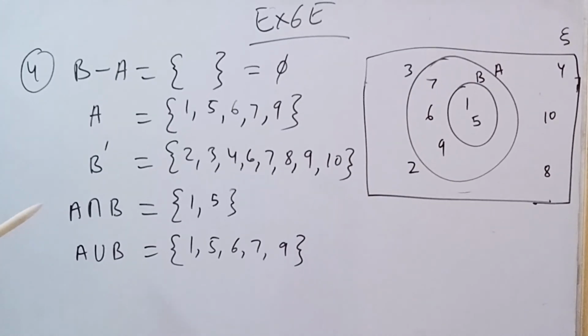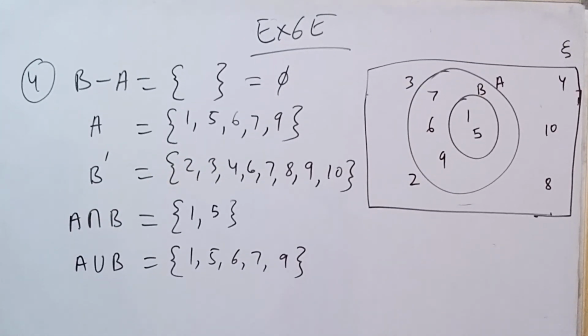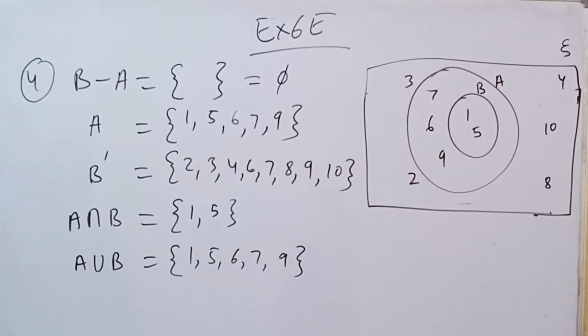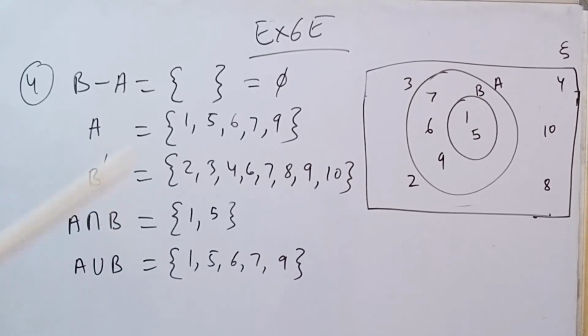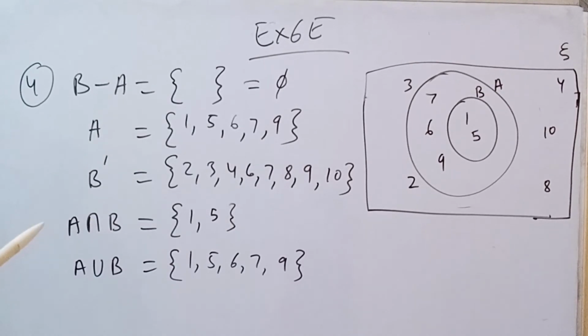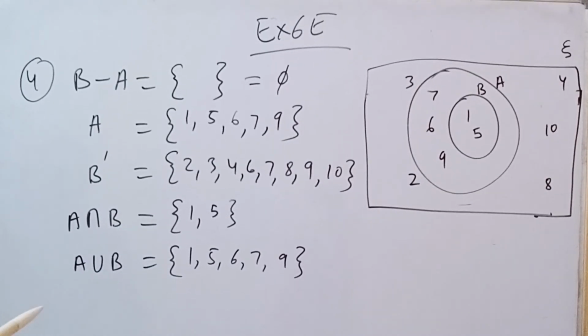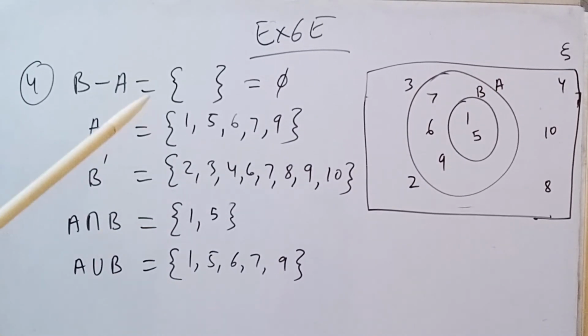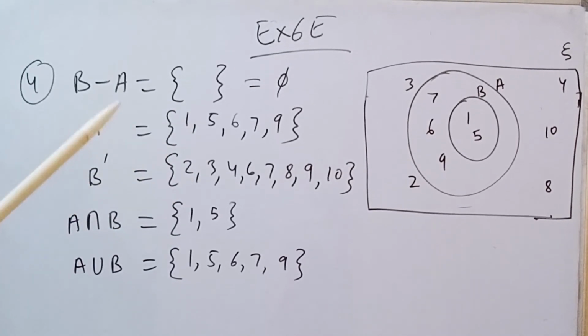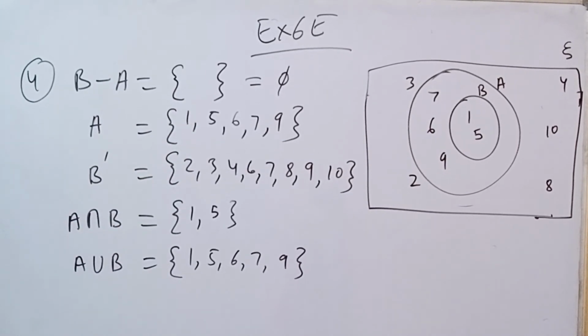A intersection B means the elements that are in A as well as in B. So only 1 and 5 are in both B and A. A union B means all the elements of A and B. So that is 1, 5, 6, 7, 9. So in that manner you will do sum number 4.